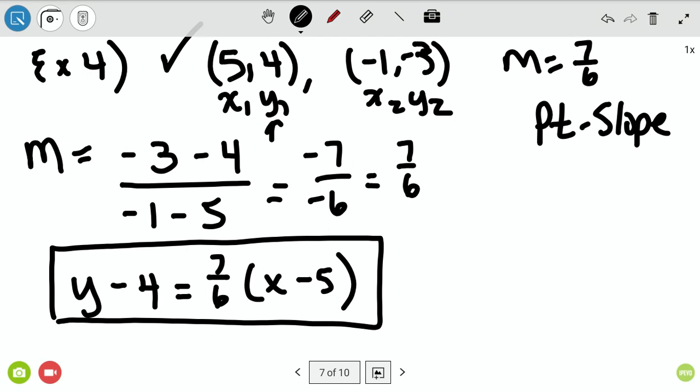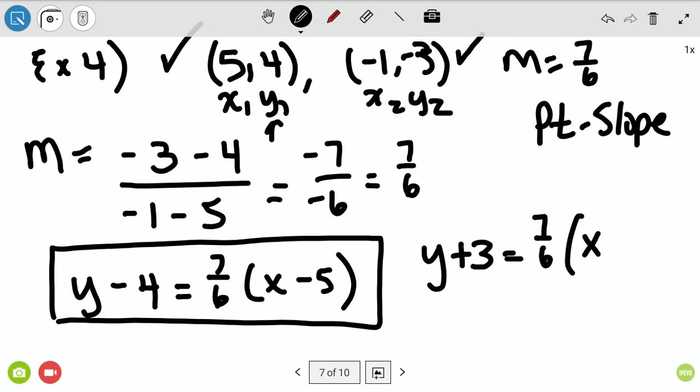Now, could you use the other one? Absolutely. Could you use x2, y2? Sure. So the other possible answer is y minus negative 3, which goes plus. Okay, I'm going to clean it in one step. So y minus a negative goes plus 3. My slope is 7/6. And then x minus a negative 1, because my x2 up here is negative 1. Right now I'm using this point right here, okay? So x minus a negative 1 is plus 1.